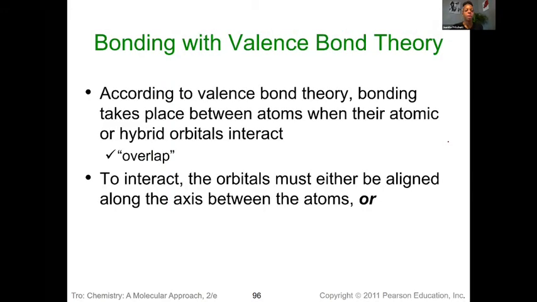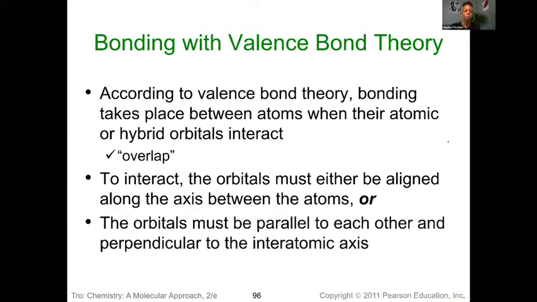All right. And so when we are thinking about how this bonding is occurring, we want to keep a few things in mind. According to the valence bond theory, bonding takes place between atoms when their atomic or hybrid orbitals interact or overlap. And to interact, the orbitals must either be aligned along the axis between the atoms, meaning they're coming directly towards one another, or the orbitals must be parallel to each other and perpendicular to the interatomic axis. So there's going to be something that's coming perpendicular to that. This perpendicular piece is normally seen when you're dealing with double or triple bonds that involve those unhybridized p orbitals.